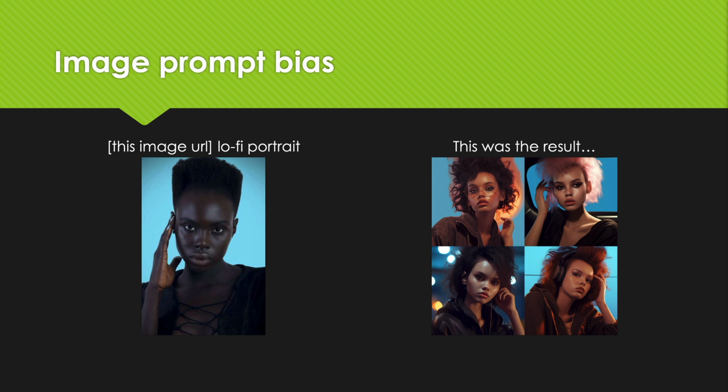And here's another example of image prompt bias in action. I took this image of a black woman with very dark skin, and I added lo-fi portrait, and the result was a girl who looks kind of like maybe Halsey, if you know who that is, but a woman who has somewhat black features, but she has very pale skin. At most, maybe slightly olive colored pale skin. So it exists. I'm not going to sugarcoat it. It does exist, but there are ways to combat it.